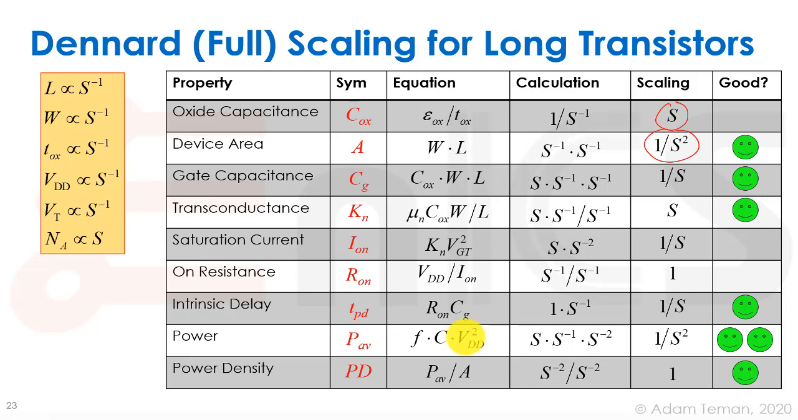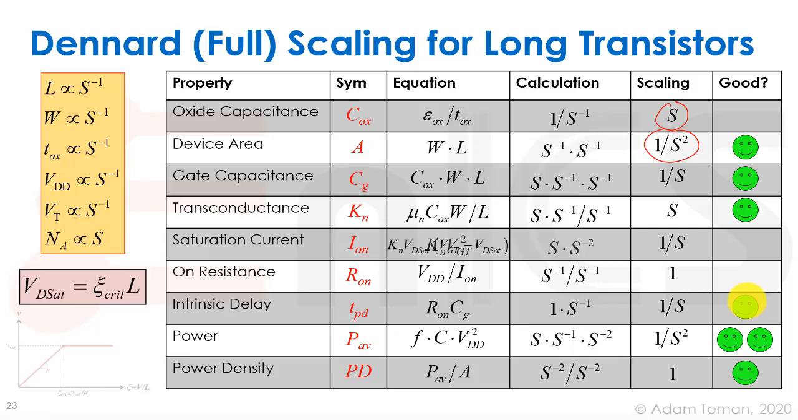So what we see here is this rare case of a win-win situation where everything done in this scaling model, which is this full Dennard scaling or constant field scaling, gives us benefits in everything from area through power and speed. What about when we put in a short channel transistor?